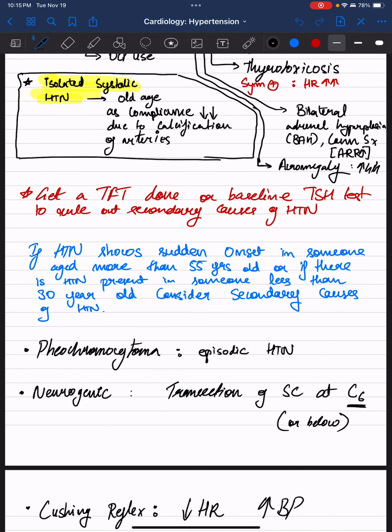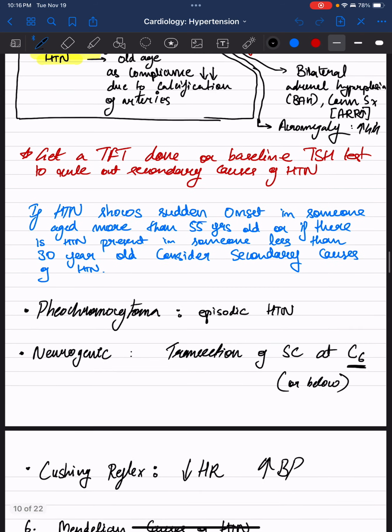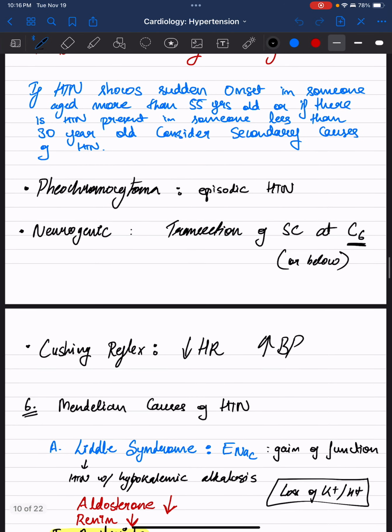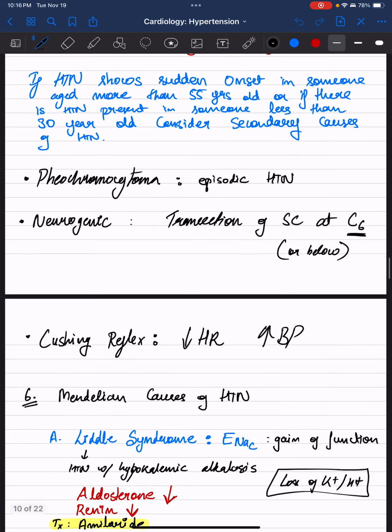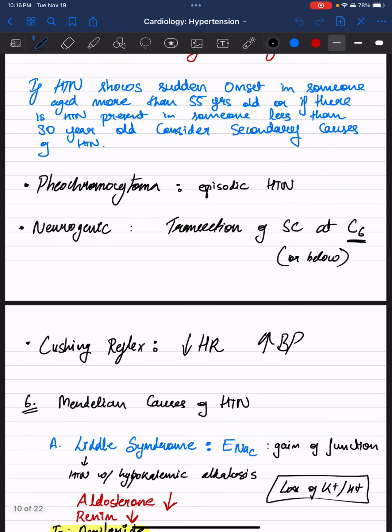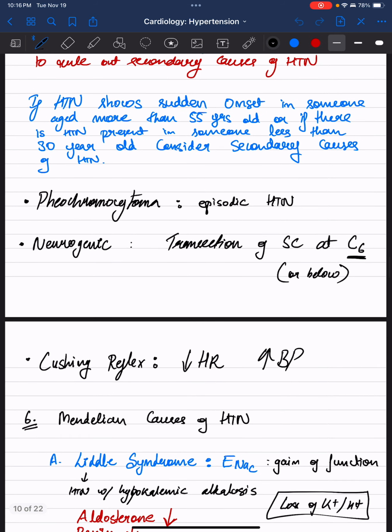We should get a thyroid function test done, or a baseline thyroid stimulating hormone test done, to rule out a secondary cause of hypertension. If hypertension shows a sudden onset in someone aged more than 55 years old, or if there is hypertension present in someone less than 30 years old, consider a secondary cause of hypertension. Pheochromocytoma will cause episodic hypertension.